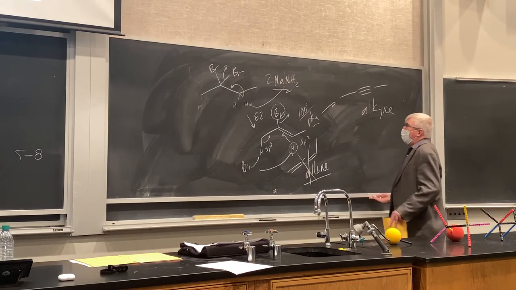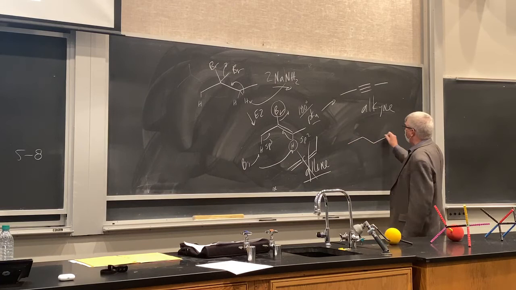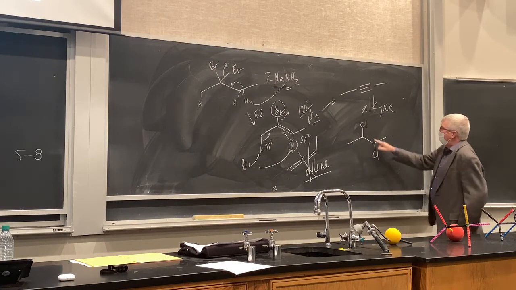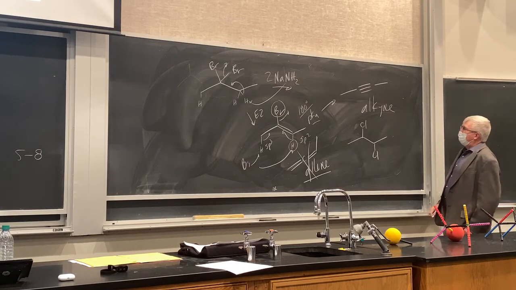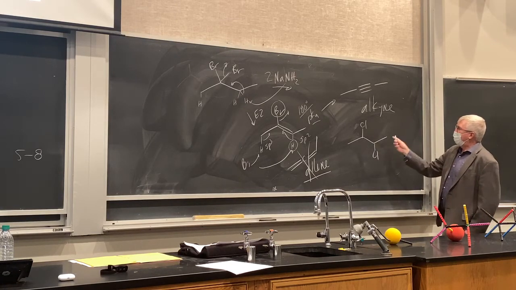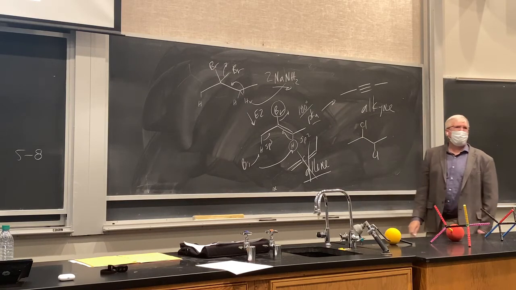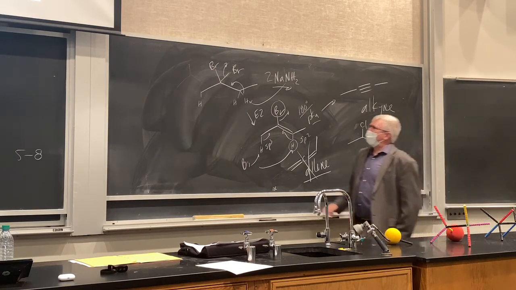Now we can do the same thing if we have the two halides beta to each other. So this is what, 2,3-dihalobutane. Here we have what, 2,2-dibromobutane. We call this geminal.